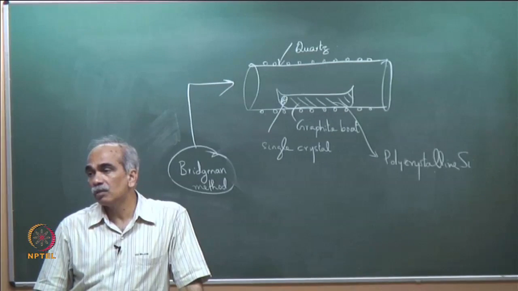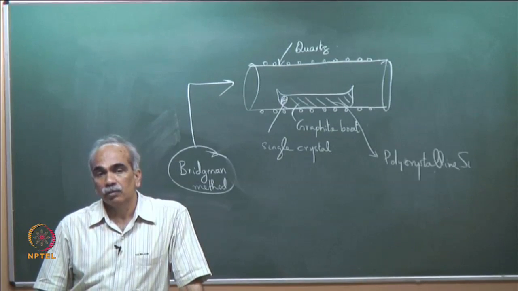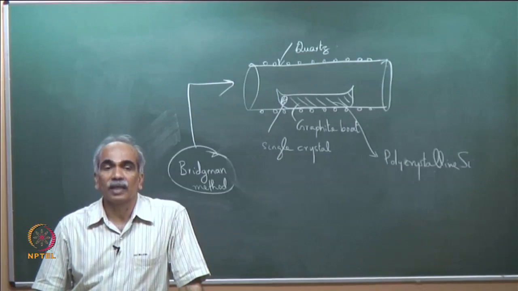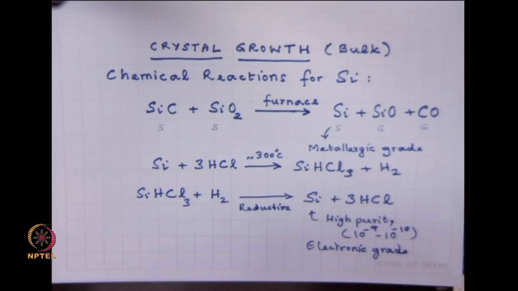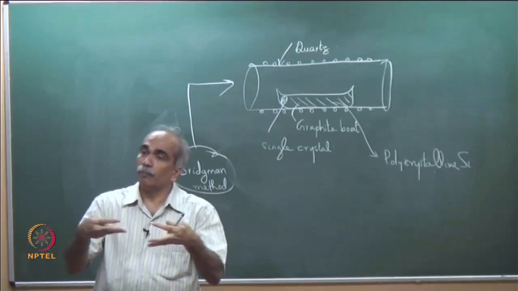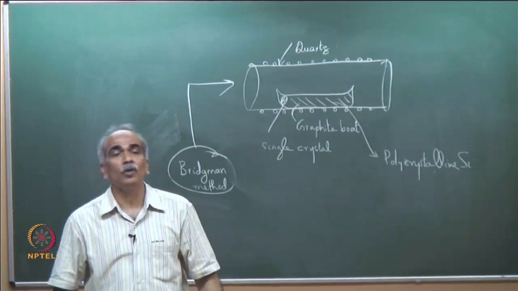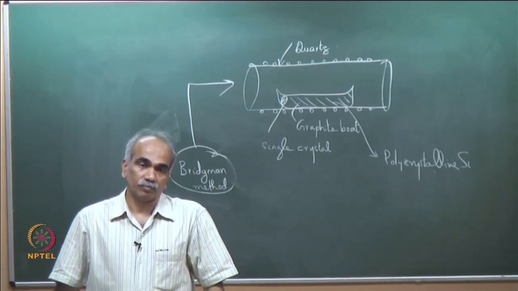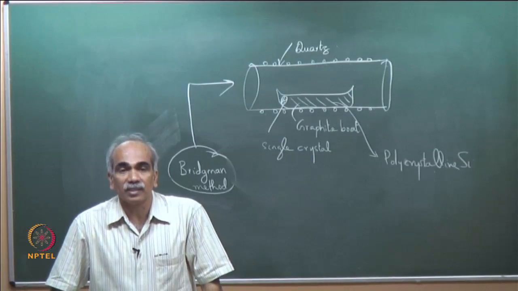High purity means the impurities are 1 part per billion or less. So 10 power minus 9, minus 10, the numbers that refer to the impurity concentration. So this is electronic grade silicon. You can get polycrystalline silicon by this technique, and that is the starting point here. Both here and in the Czochralski technique, the melt comprises of chemically obtained silicon. And then you have to grow single crystal.